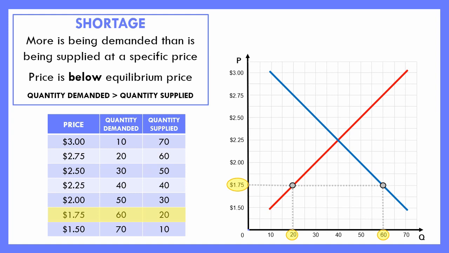When that price falls below equilibrium, more people want to buy it, but fewer suppliers want to sell it. And therefore, whenever our price is below our equilibrium price, that quantity demanded is going to be greater than the quantity supplied. And because of that, we're going to see that we have a shortage.